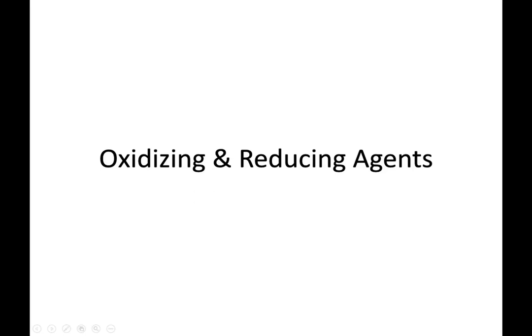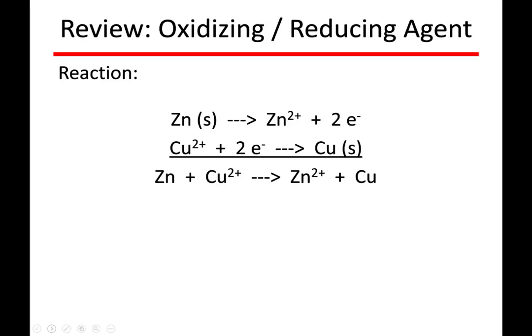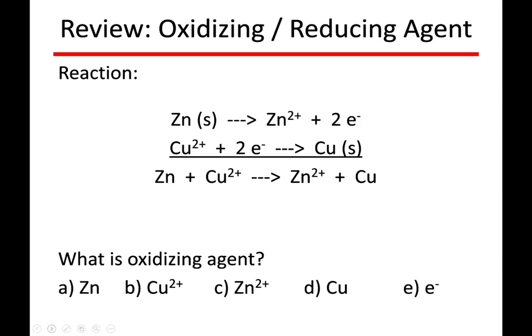We'll now talk about oxidizing and reducing agents. So we'll take a look at this reaction. We have zinc plus Cu2+ going to Zn2+ plus copper. I want you to determine what the oxidizing agent is in this reaction. This is a concept that we discussed previously in Chem 1A, but we're going to do this as a little bit of a review here. So tell me, what is the oxidizing agent in this reaction?